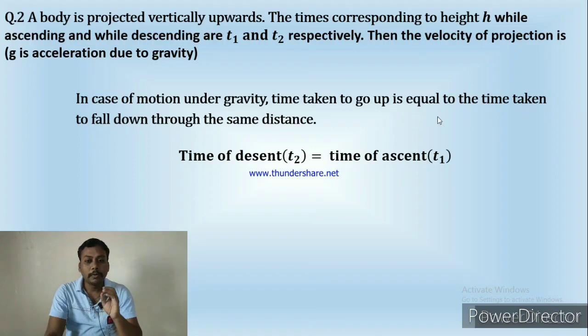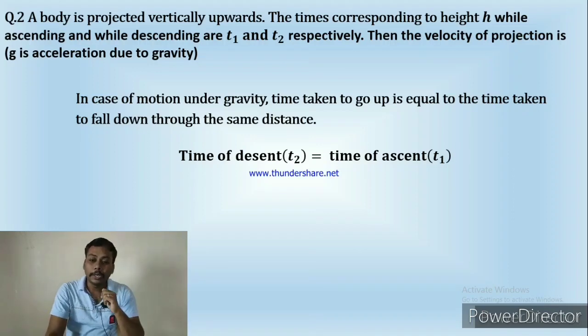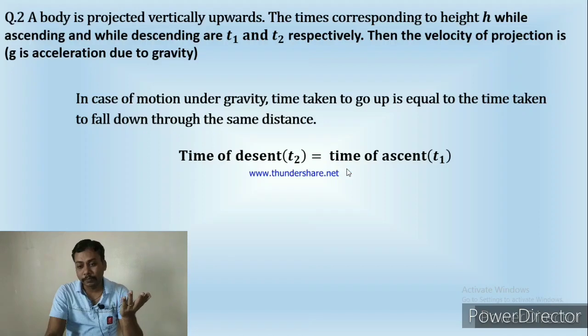Now in this case, when the motion is under gravity, the time taken to go up is equal to the time taken to fall down through the same distance. When the object is going up, that is called ascent, and when the object is falling down, that is called descent. So the time taken to go up, the time of ascent, is given as t1, and the time taken to fall down, the time of descent, is t2.